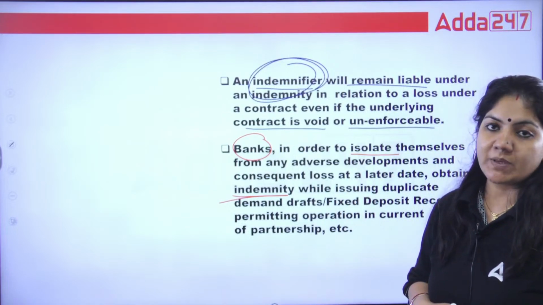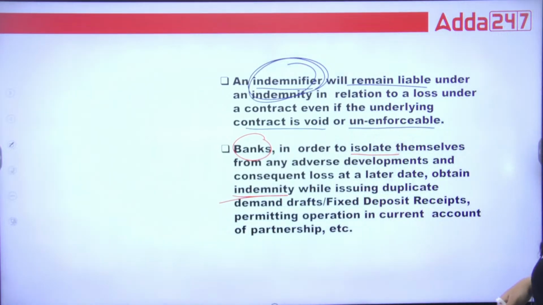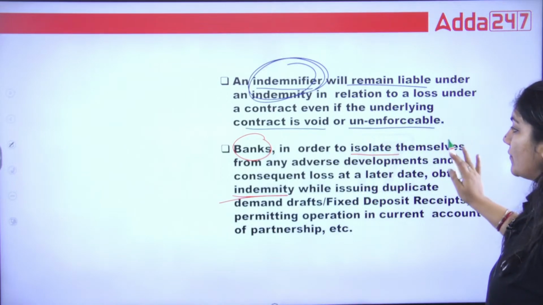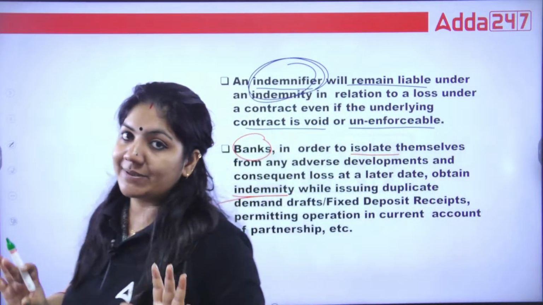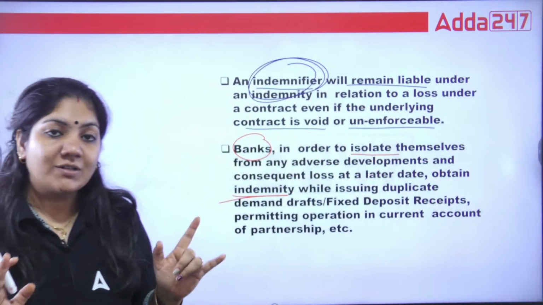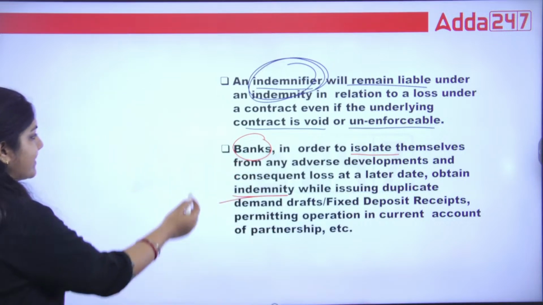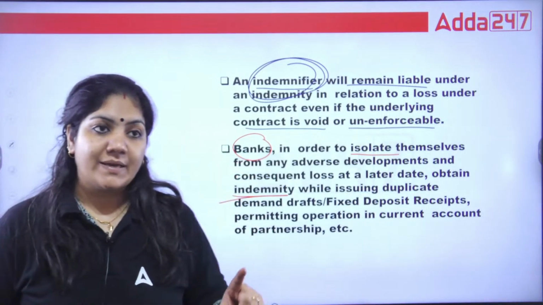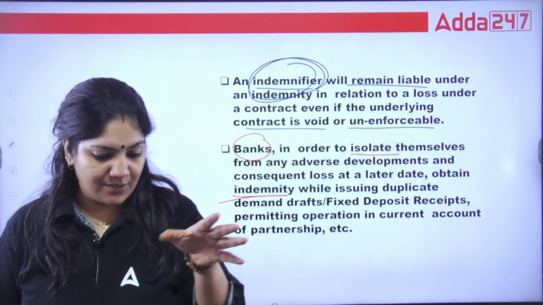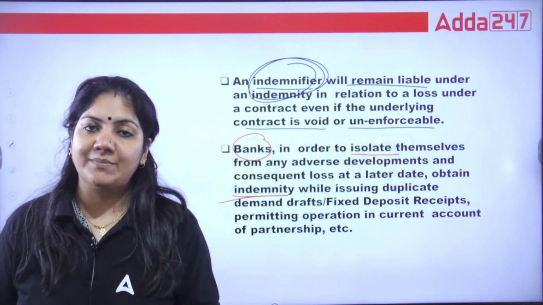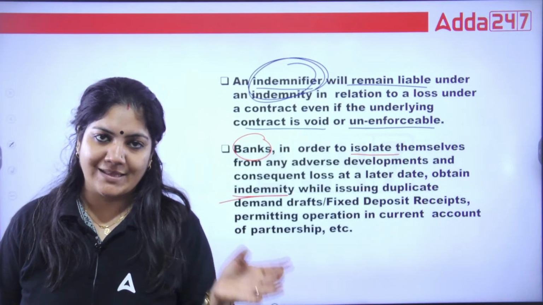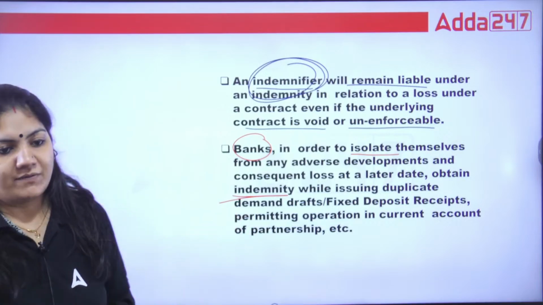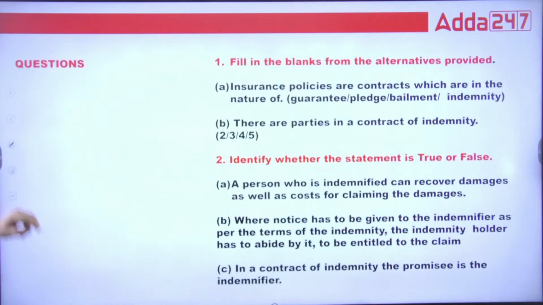So suppose you people lost the fixed deposit receipt, demand draft, etc. So the bank, in order to isolate themselves from any adverse development, means the bank will not take the liability. So in that case the bank will be called the indemnity holder and the person will be called the indemnifier. That's it. Okay, let's do the questions.